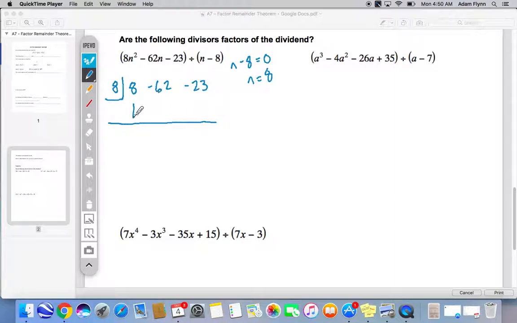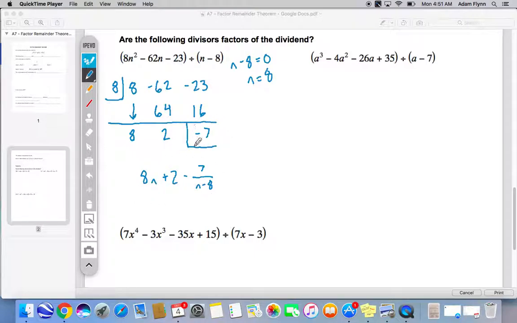Okay, so I'll drop my 8. 8 times 8 is 64. Negative 62 plus 64 is 2. 8 times 2 is 16. And negative 23 plus 16 is negative 7. So if I rewrite this, I have 8n plus 2 minus 7 over n minus 8.